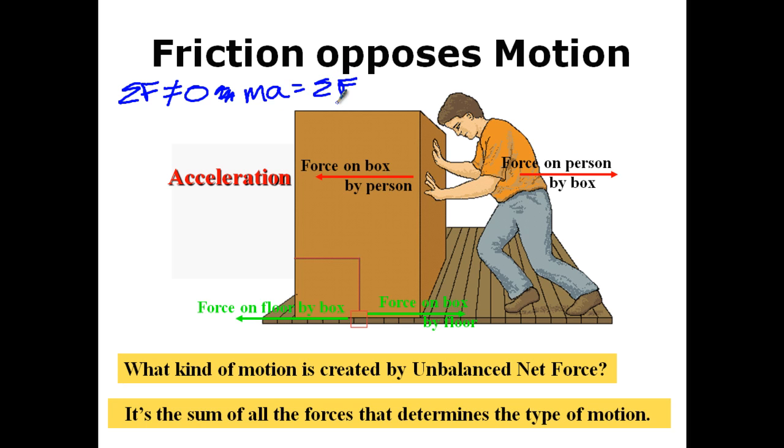So it's the sum of all the forces that determines the type of motion. So we add all this stuff up. If the net force is zero, then it's not going to accelerate. If it's greater than zero, it's going to accelerate. If it's less than zero, it's not going to move anywhere either. We'll talk about that a little bit more when we discuss friction, but more in detail.